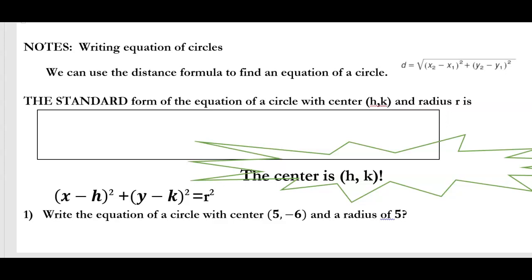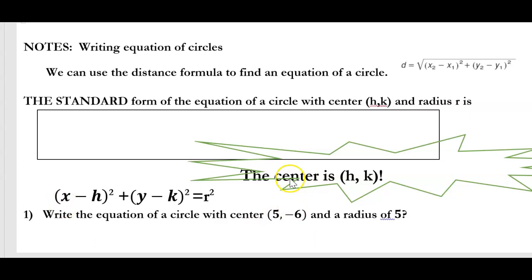Hey, today we are going to write equations of circles. We can use the distance formula to find an equation of a circle and derive the formula for the equation of a circle, which is right here. (x minus h) to the second power plus (y minus k) to the second power equals my radius to the second power. H and k are just your center. So let's go ahead and write that into the box.